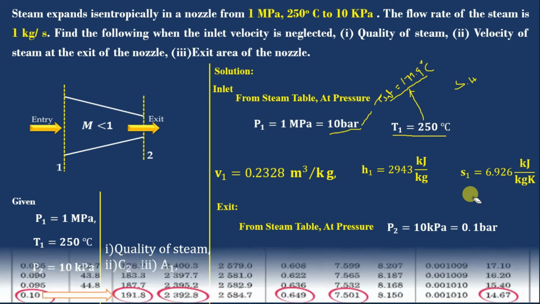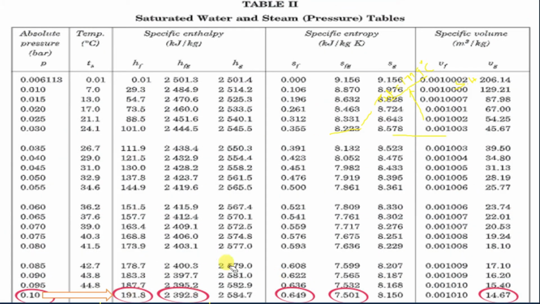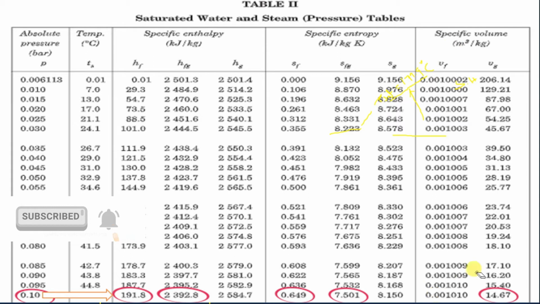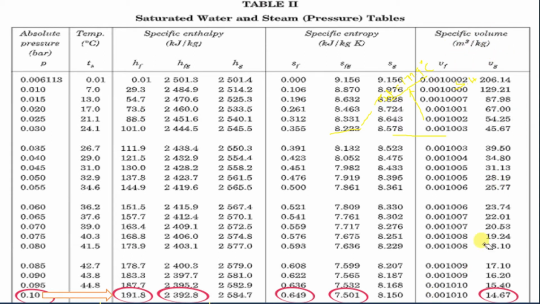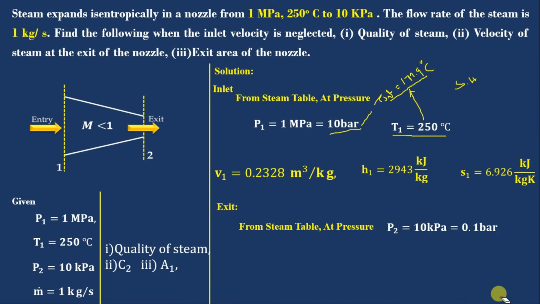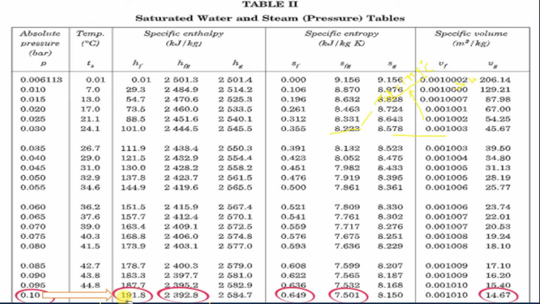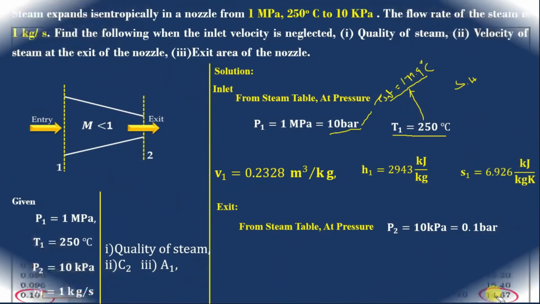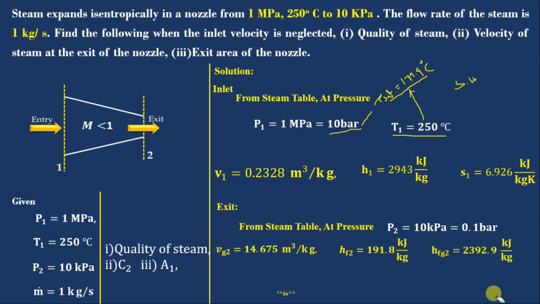So once it's wet steam, we have to take all properties, that is HF, HFG, SF, SFG, VF, VFG. Here VF is very, very small compared to VFG, so we can neglect it and take VG. So as per steam table, you can see HF 191.8, HFG 2392.8, SF 0.649, SFG 7.501 and VG 14.67. So take all the properties here.